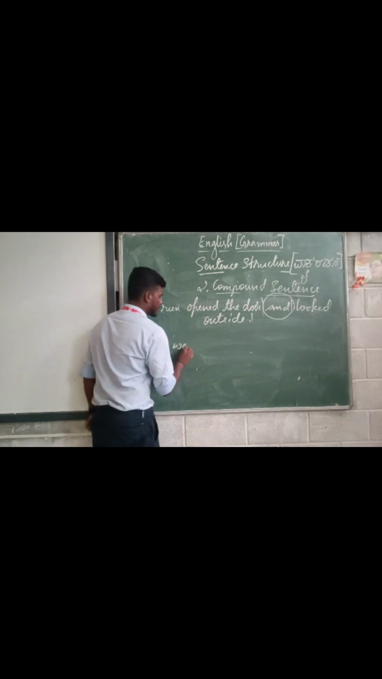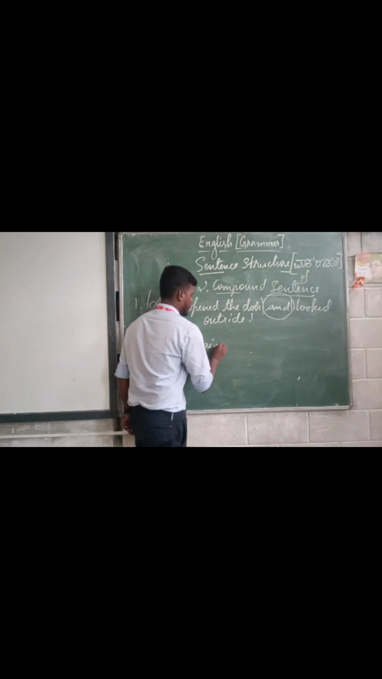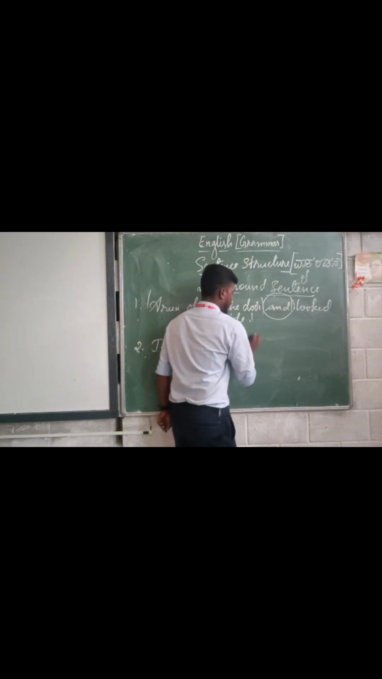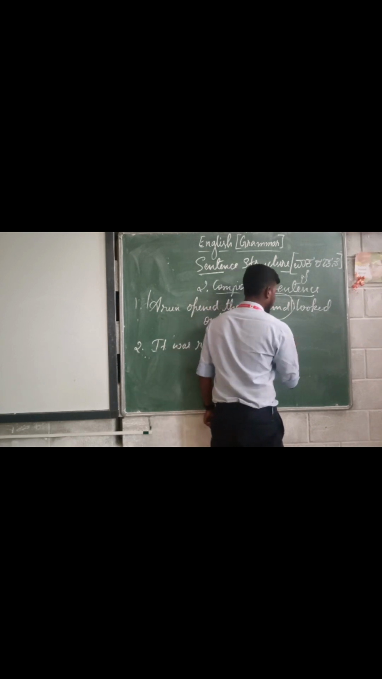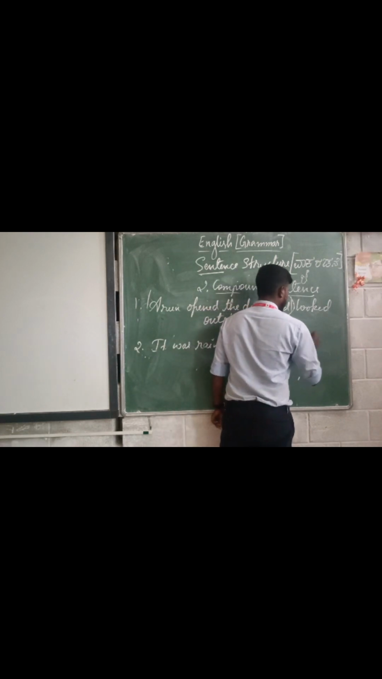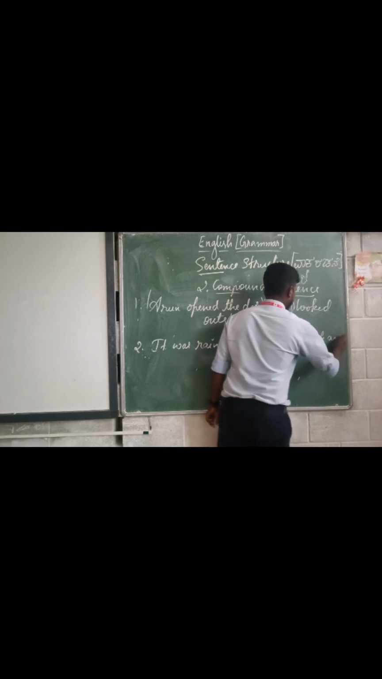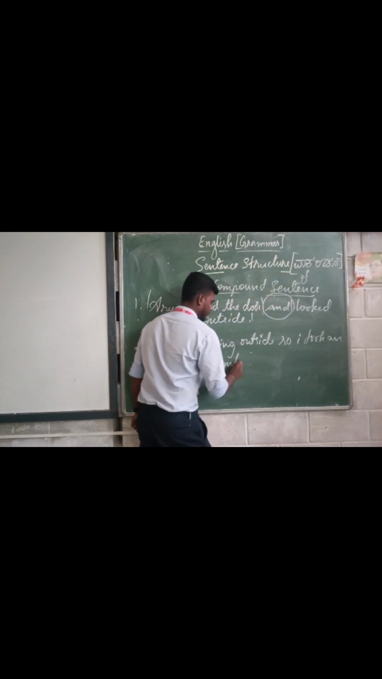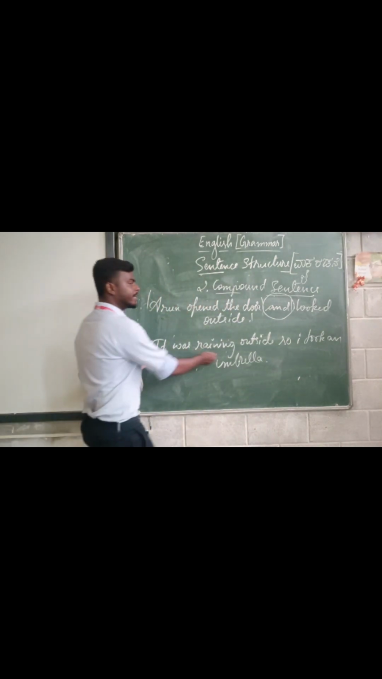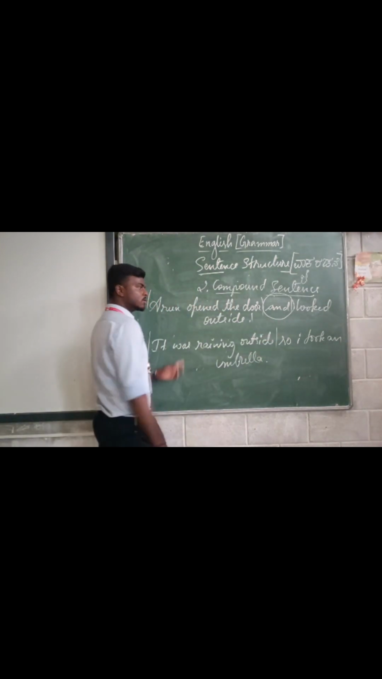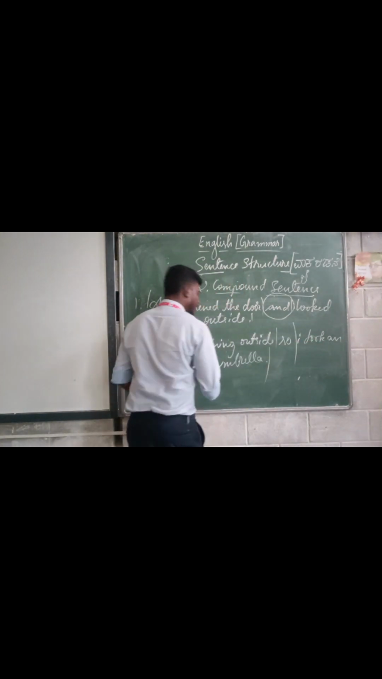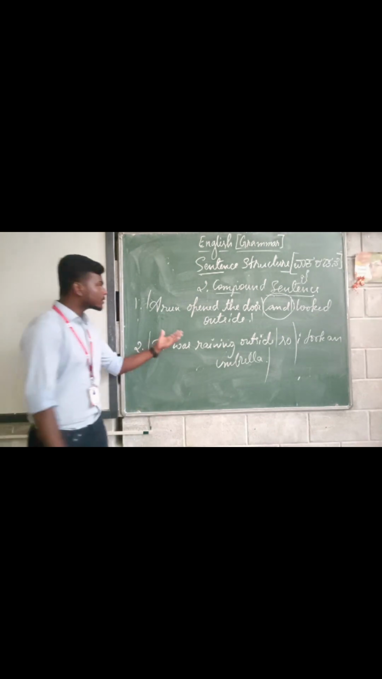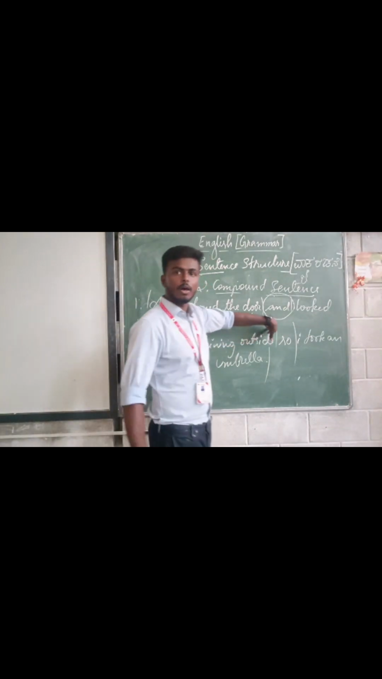It was raining outside, so I took an umbrella. So even this is a compound sentence. It was raining outside. This is one independent clause. So is a coordinating conjunction. I took an umbrella is again an independent clause. Okay, so this is a compound sentence. I hope you all understood.